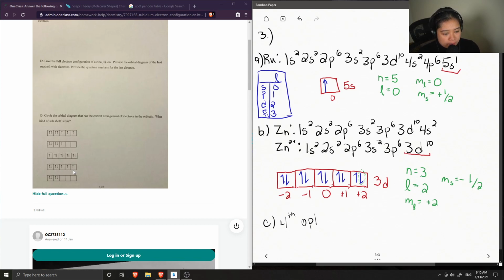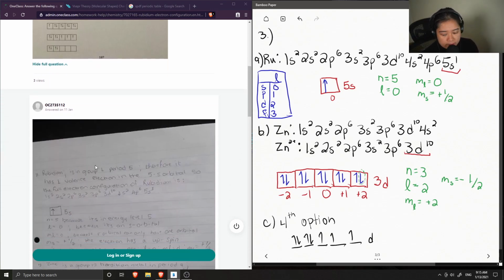Fourth option. The one where they filled it in correctly, so you can show the electrons spinning up. And then for the last two is when you would start to fill in the electrons going down. So the type of subshell is a 3D subshell, or just a D subshell in general, similar to our example in the previous part of the question.